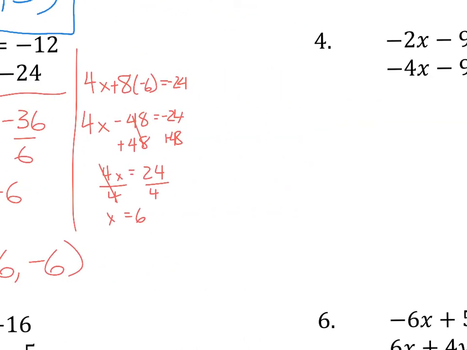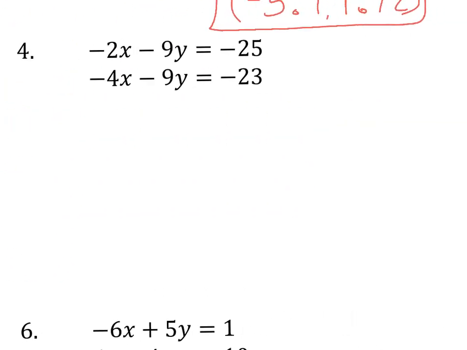Alrighty, let's look at number 4. So in this case, we don't have opposites. We have the same, right, with negative 9y and negative 9y. So I'm going to flip the signs of one of the full equations. In this case, it doesn't really matter which one. I'm going to do the bottom. So they're all negative, so I'm going to flip them all positive. And now I have opposites. Now I'm ready to add down.